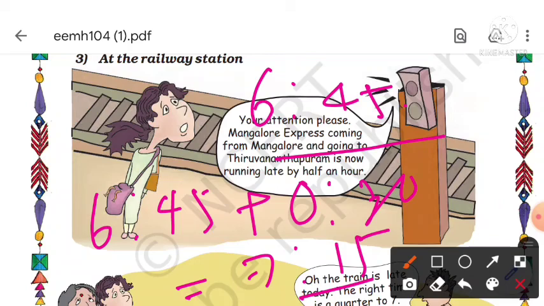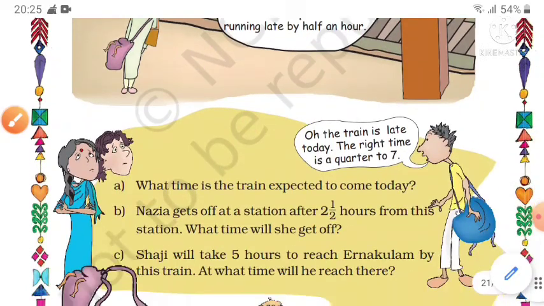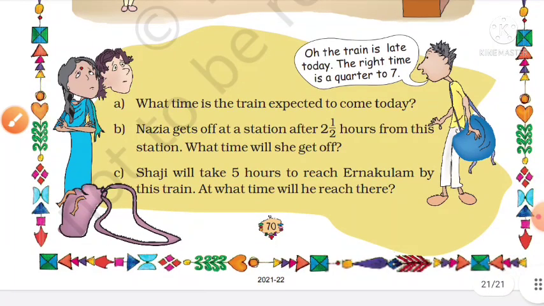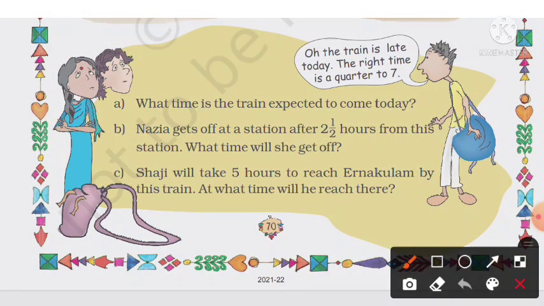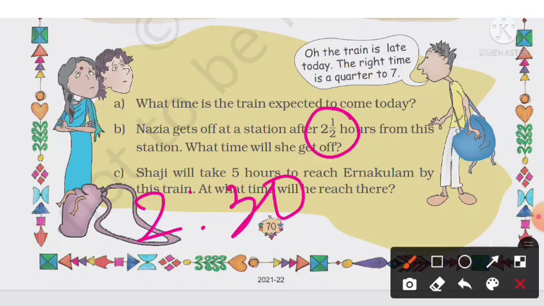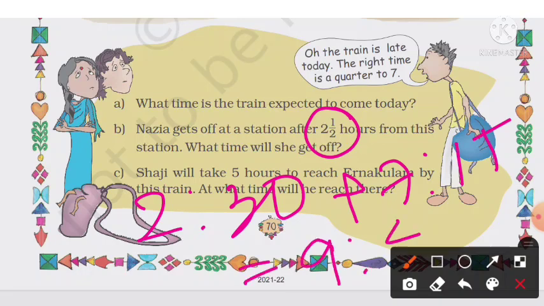Next one is: Nazia gets off at a station after 2 into 1 by 2 hours from this station. What time will she get off? From this question we can say that Nazia gets off at a station after 2.5 hours. You can write it that way, 2.5 hours. We can write half as 30 minutes. So the total time will be 2:30 plus 7:15. If you add it, we will have 9:45.